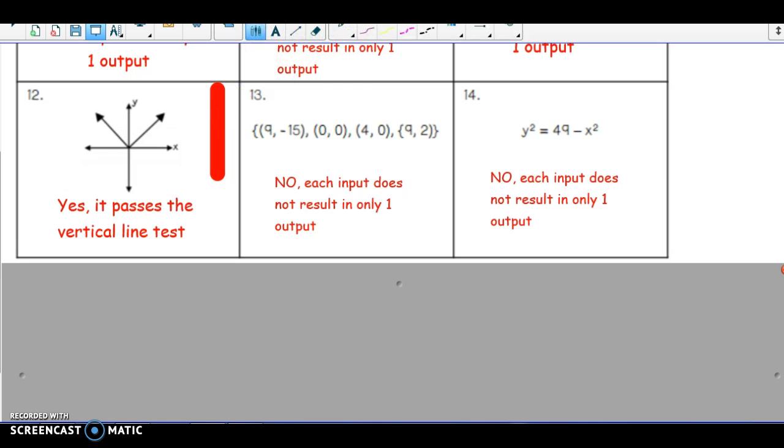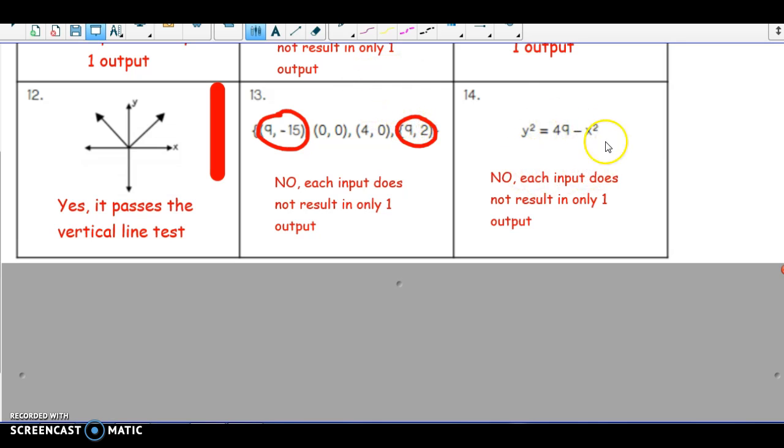For 13, we are looking to see what repetition we have. We have an input of 9 giving you the output of -15. And then way down here, you have another input of 9 giving you a different output. And that is not what we're looking for when we're identifying a function.